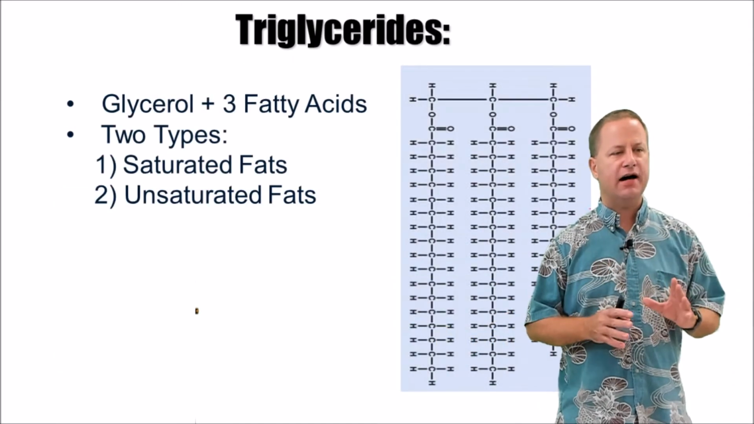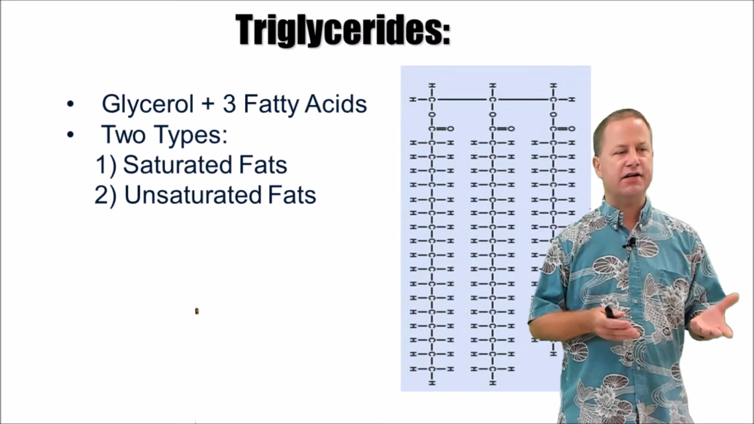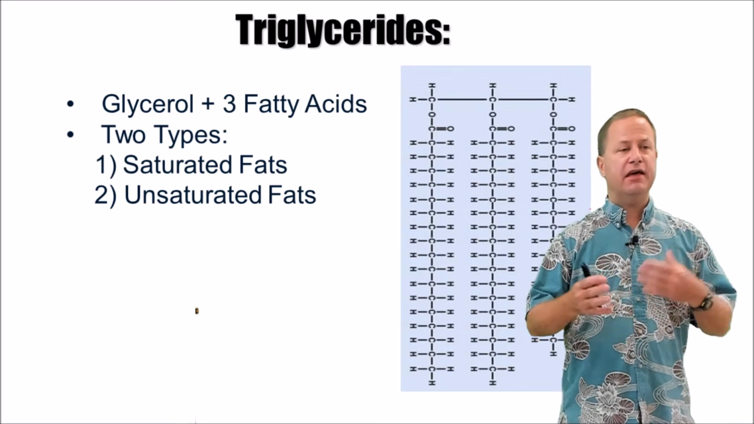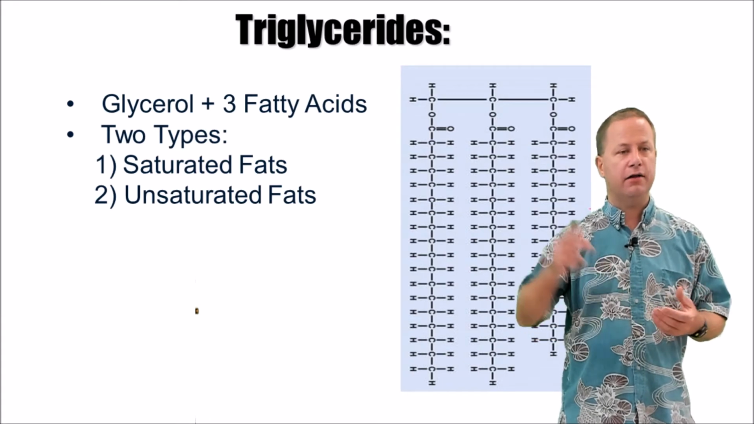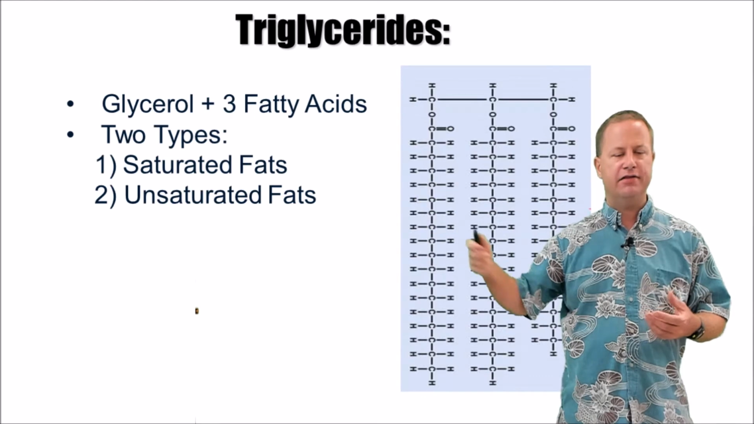Okay, so triglycerides are grouped into one of 2 types. They include saturated fats and unsaturated fats. Regardless of what type they are, both types include a glycerol molecule, which we can see up top, plus 3 fatty acid tails, which you see 1, 2, 3 right there.